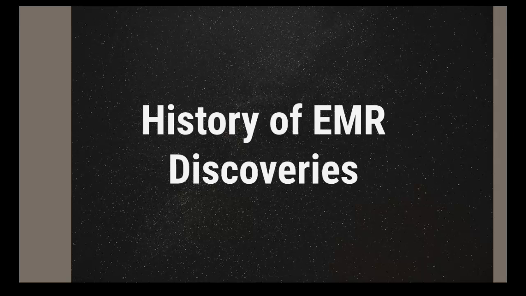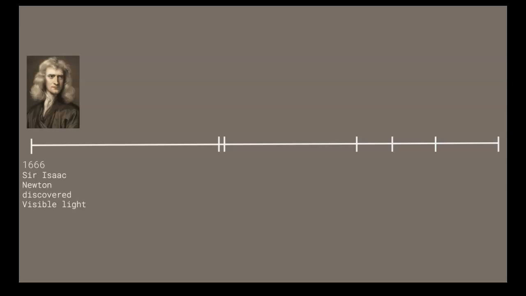Hello. In this video, we're going to be talking about the electromagnetic radiation spectrum. First, we're going to talk about some of the discoveries for that spectrum. In a timeline, we started off with figuring out how visible light worked. This was Sir Isaac Newton, and it happened in 1666.